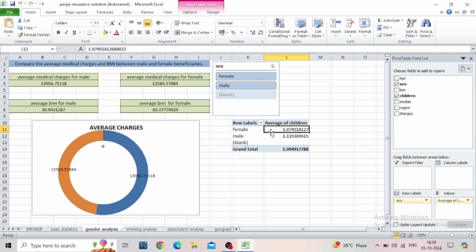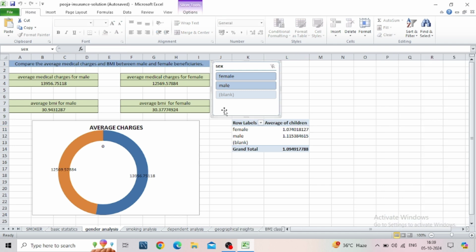To make the data more interactive, I added a slicer that allows users to filter the data by selecting either males or females, like this. This slicer helps visualize the data for each gender separately, making the analysis easier to interpret.